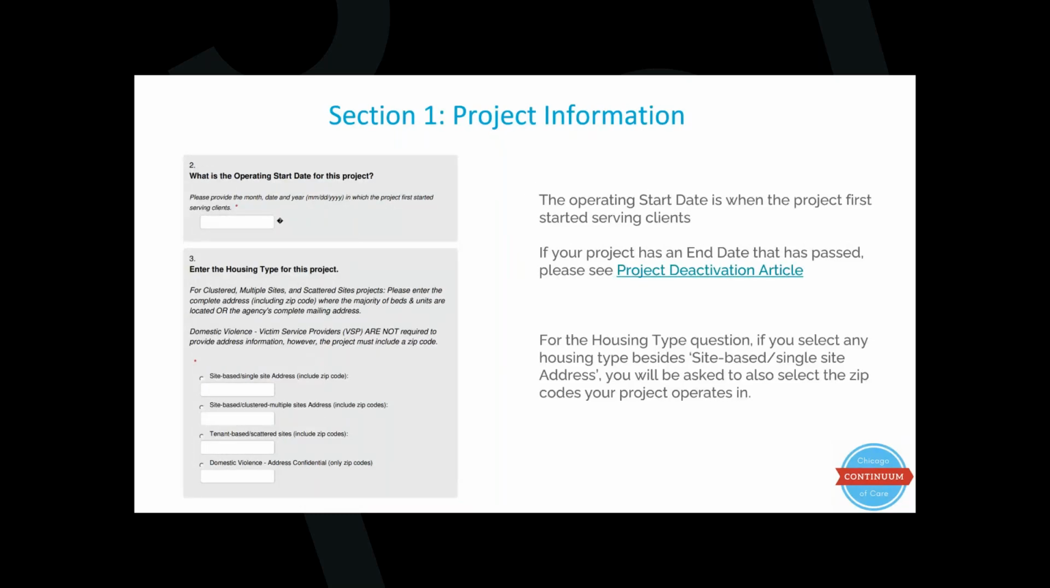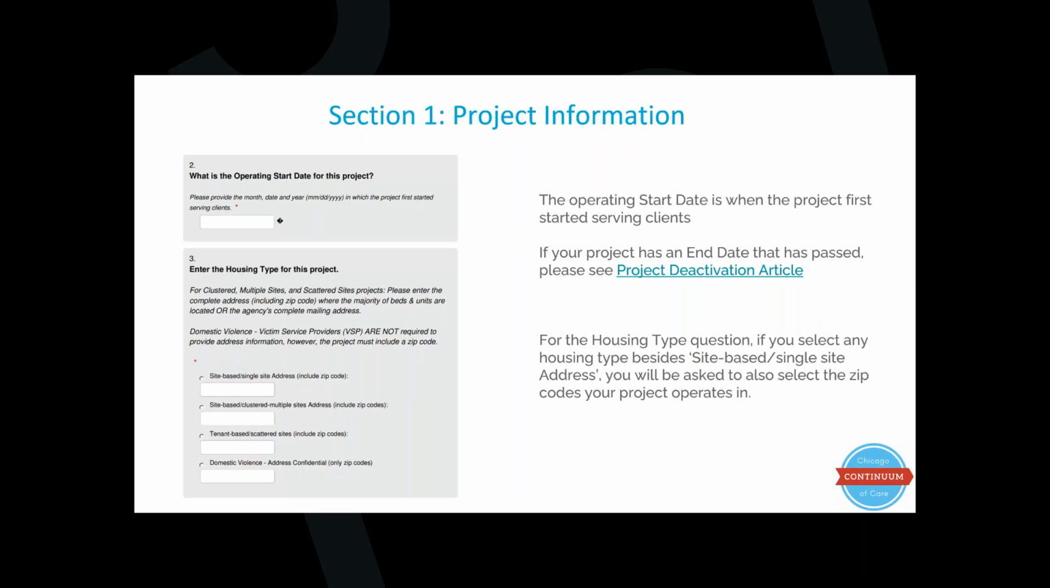Also in section 1, it's going to ask about the operating start date of the project. So if you know your operating start date, you'll put that in. Again, the reference table that we have available does have the operating start dates that we currently have for your projects in HMIS. So if those operating start dates are incorrect, you can put the correct start date into the survey, and then we'll update it in HMIS appropriately.